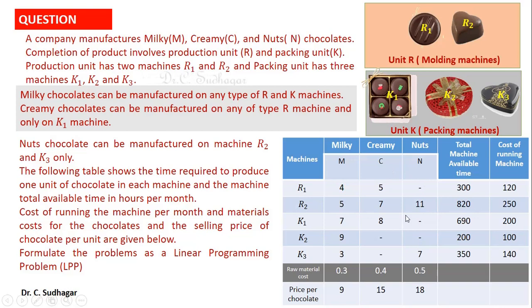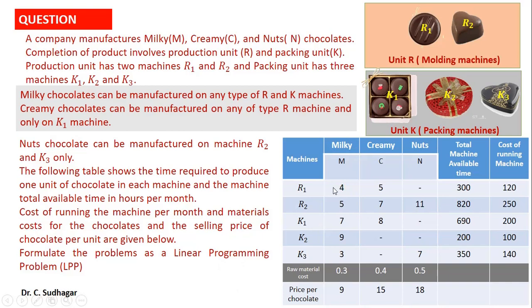What is the meaning? For a nuts chocolate, you have to process on R1, K2 and K3. So that means these two machines are not required to produce the nuts chocolate. Creamy chocolate can be produced on R1 K1, R2 K1. So the timings are given here. K2 and K3 are not required for a creamy chocolate. Coming to Milky.